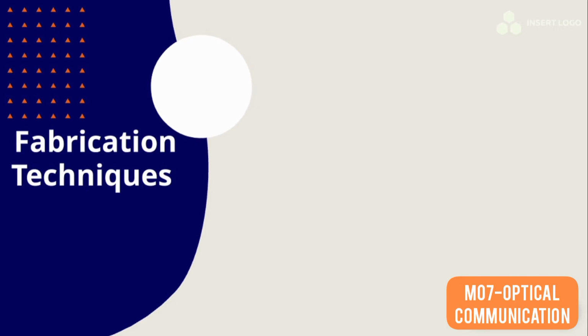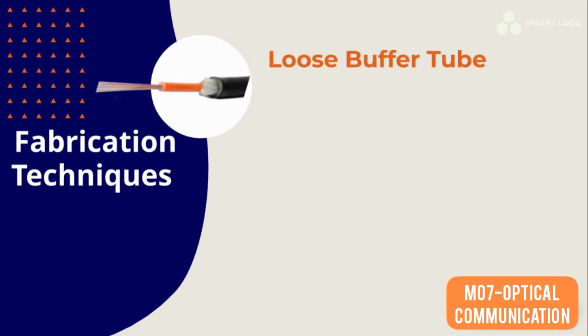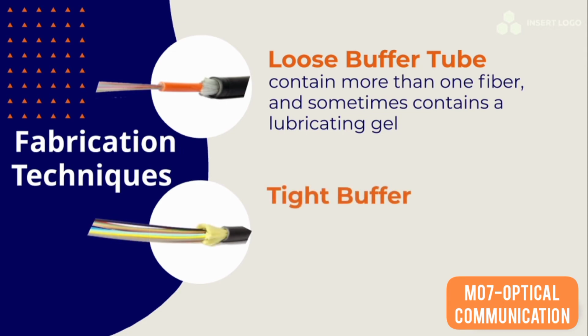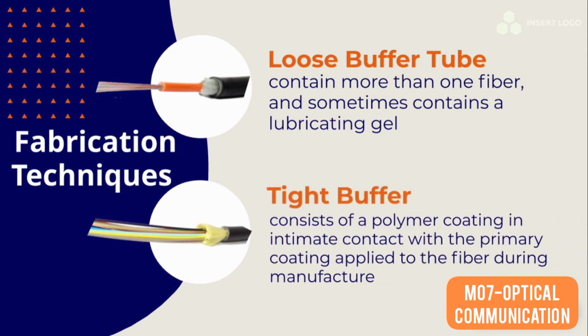So, buffer has different fabrication techniques. A loose buffer may contain more than one fiber and sometimes contain a lubricating gel. A tight buffer consists of a polymer coating in intimate contact with a primary coating applied to the fiber during manufacture.